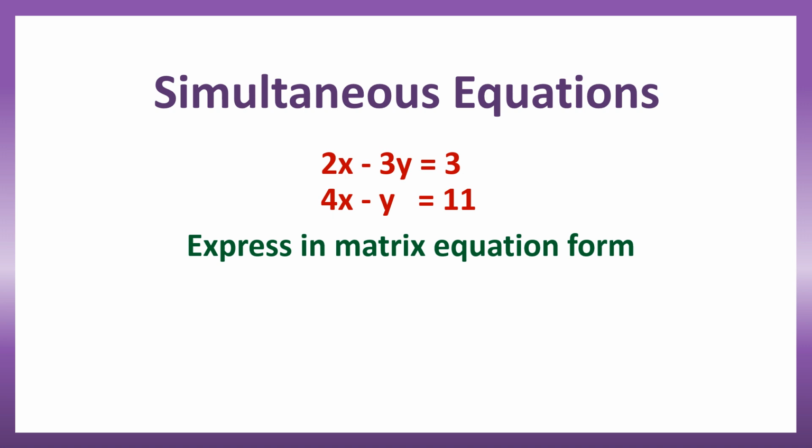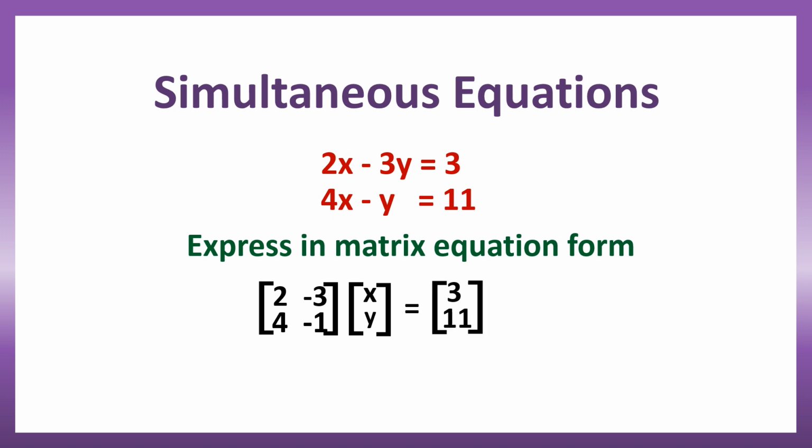Let us create a matrix using the coefficients in both the equations. Matrix of 2, -3, 4, -1. We have to create it in that order itself. The first column should comprise the coefficients of the first variable, x, and then the second column the coefficients of the same variable, that is y. So in that order we are creating this matrix. Then this matrix into the variable matrix, that is the matrix of x, y. And that is equal to the next matrix, created out of the elements in the right hand side, that is the matrix of 3, 11.